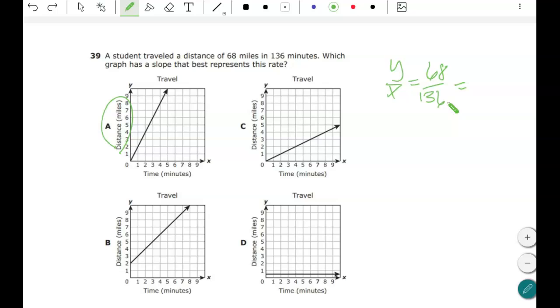So let's see what that rate would be. 68 divided by 136. Okay, so it's 0.5. All right, so that's the unit rate. So 1 should be landing at 0.5. This is too high. This one looks pretty good here. This one doesn't even start at 0. It should start at 0, so wrong. And that's just a flat one. So it is C here.